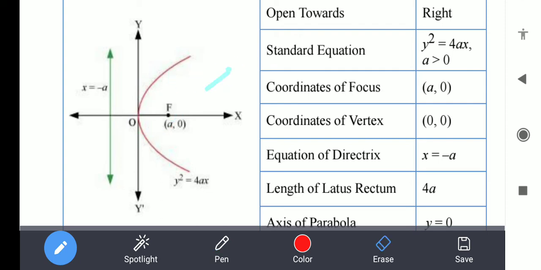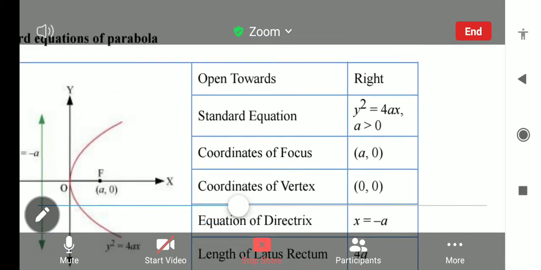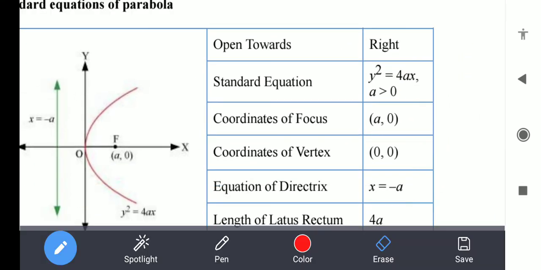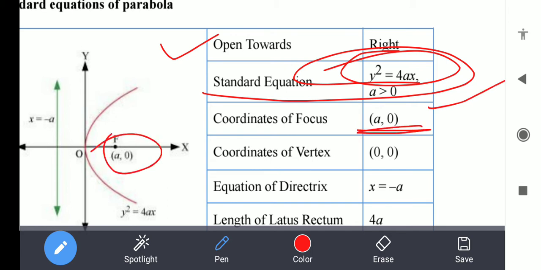Here are the four cases of parabola. The first case is y square is equal to 4x, open towards the right side. The standard equation is y square is equal to 4ax, where a is positive. The coordinates of the focus are (a, 0). The coordinates of the vertex are (0, 0).